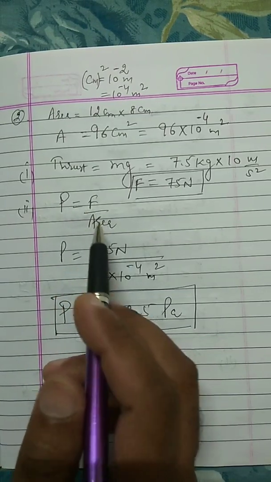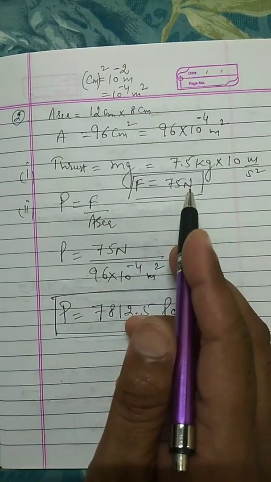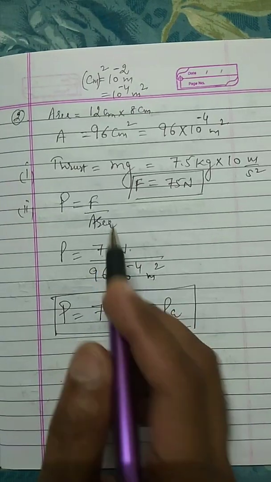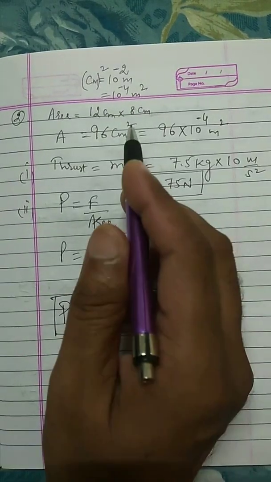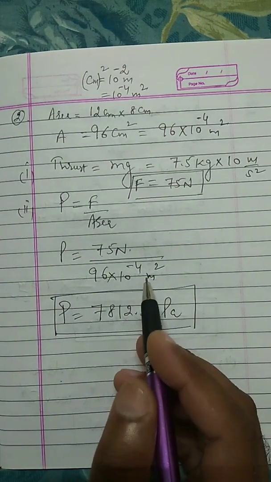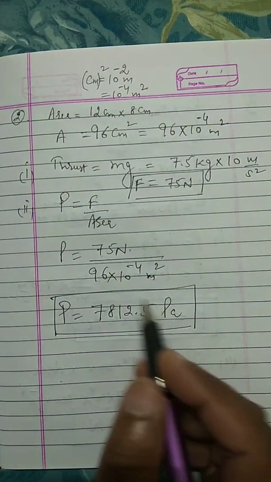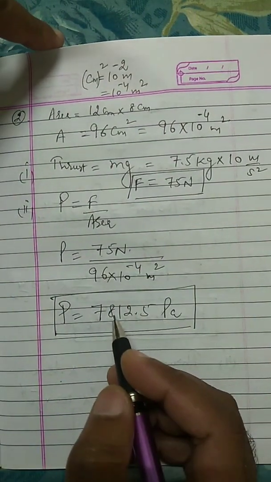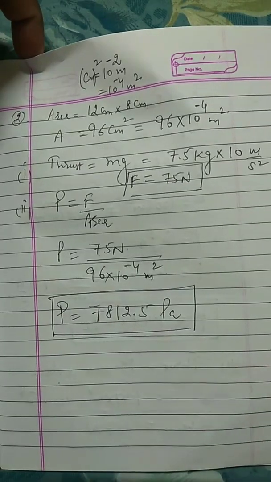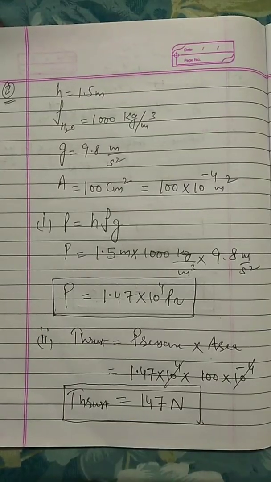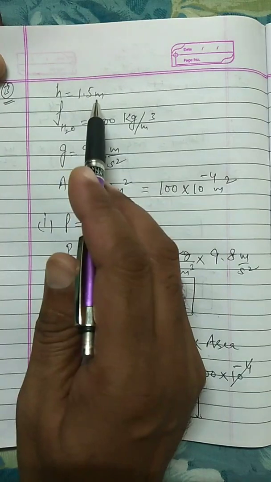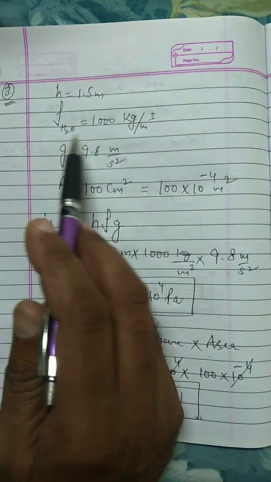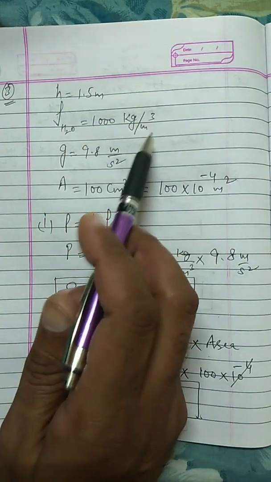Second part, for the same you have to find the pressure, and the formula is thrust upon area, that is force upon area. Force we got 75 Newton and apply the formula of area and substitute the value, that is 96 into 10 to the power minus 4 meter square. So after solving you will get 7812.5 Pascal.